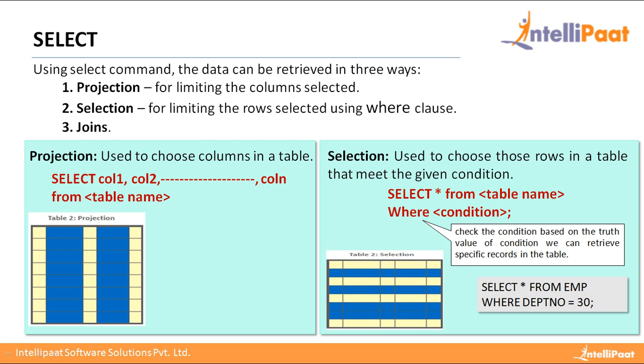See here, I have a set of rows in this table. All the ones that are marked white are not satisfying the condition, whereas all the ones that are marked blue are satisfying the condition. Hence, I am able to extract only 4 rows out of the total 8 rows present in the table. How, we will see with an example.